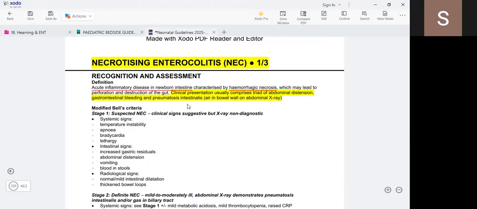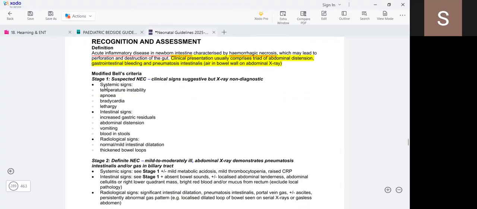Criteria for diagnosing necrotizing enterocolitis: modified Bell criteria. When we suspect NEC, the clinical signs are temperature instability, apnea, bradycardia, and lethargy. Gastrointestinal signs: increased gastric residual. This is important. Another important sign is abdominal distension and vomiting. Blood in stool is also important. On X-ray, normal or mild dilation, thickened bowel.